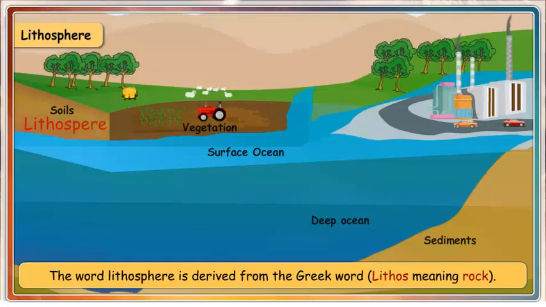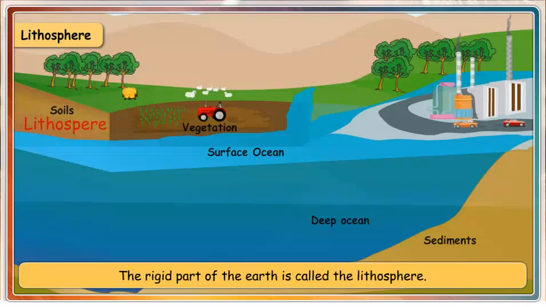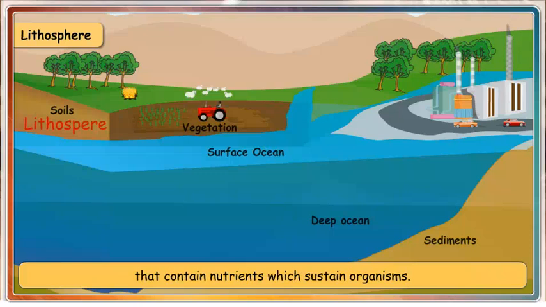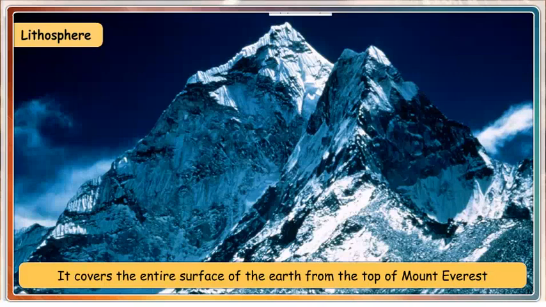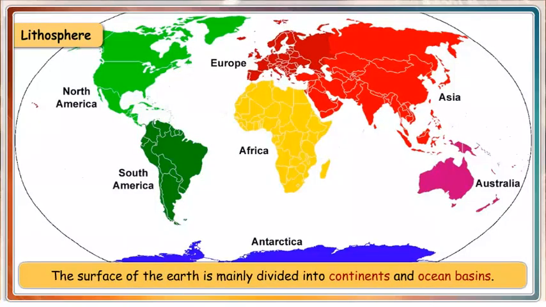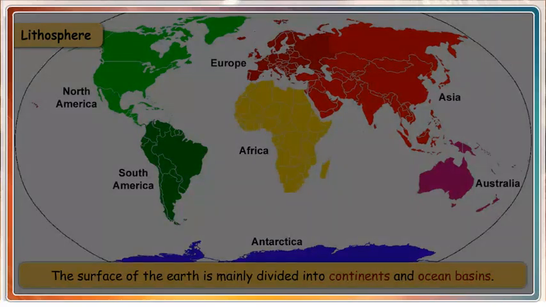Lithosphere. The word lithosphere is derived from the Greek word lithos, meaning rock. The rigid part of the earth is called the lithosphere. Lithosphere comprises the rocks of the Earth's crust and the thin layer of soil that contains nutrients which sustain organisms. It covers the entire surface of the earth from the top of Mount Everest to the bottom of the Mariana Trench. The surface of the earth is mainly divided into continents and ocean basins.